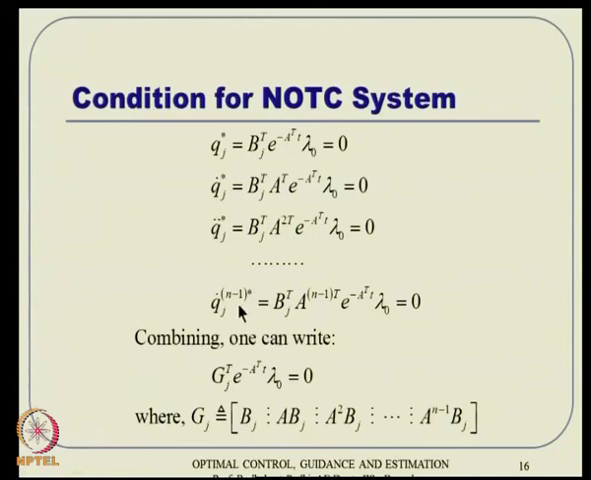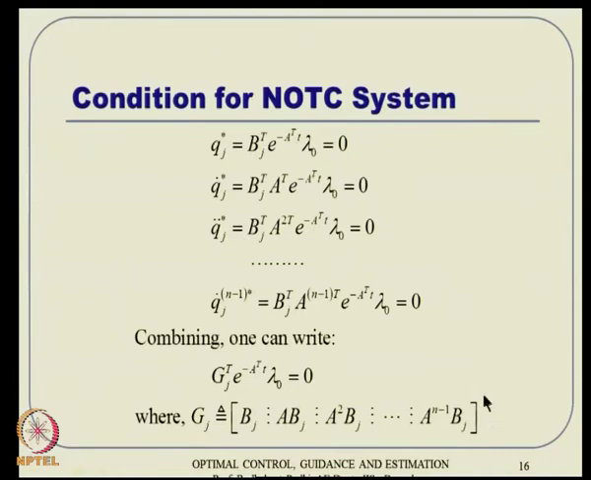Alright, so up to q n minus 1, the 1th derivative, if you take, that happens to be like that, and hence combining all the results, you can write that Gj transpose is E transpose e to the power a minus a transpose t lambda 0 is 0. Now Gj happens to be this matrix. If you see this carefully, Gj transpose is the collection of all these transposes. With transpose of everything, it will flip. So this will become a times b. This will become a square times bj, like that.